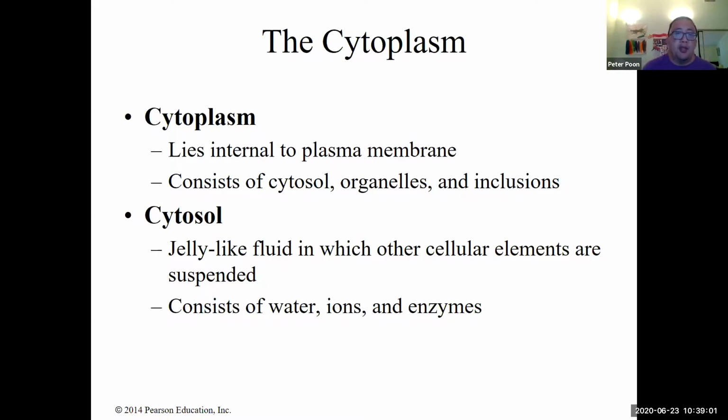All right, the cytoplasm and the cytosol. The cytoplasm is internal to the cell membrane and consists of cytosol. Cytosol is the jelly-like fluid in which the cellular elements are suspended. From our point of view, cytosol looks like water, but from a cellular point of view, if you shrink yourself down to the cell size, the cytosol looks like jelly. It's gooey, sticky, and consists of water, ions, and enzymes.